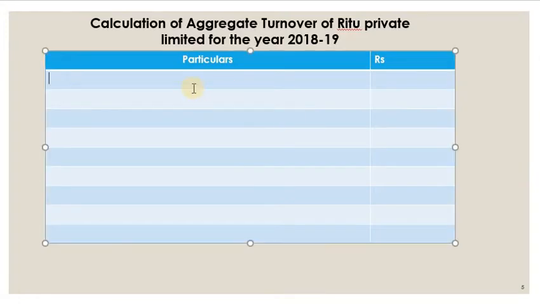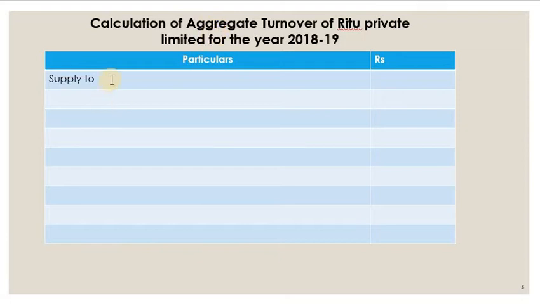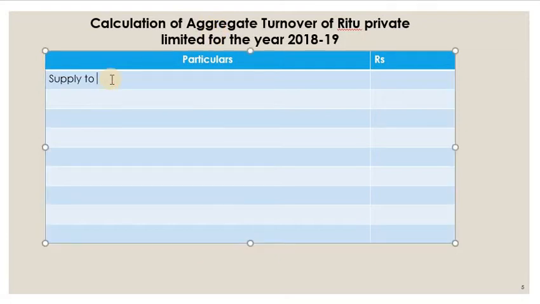Supply to dealer at Delhi. How much is the amount? It is 25 lakhs.